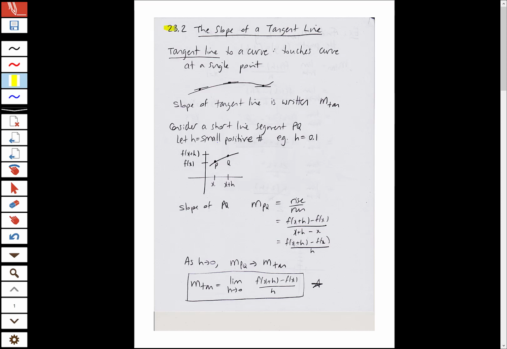In this video, we're going to look at the slope of a tangent line. So let's start by talking about what a tangent line is. Let's define a tangent line to be a line that touches a curve at a single point.